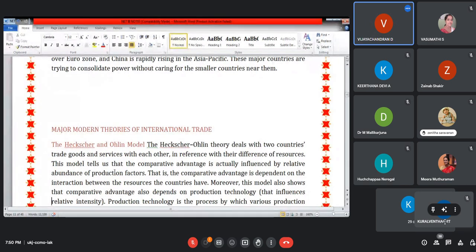The keyword is comparative advantage. See, one country may have an advantage over another country in production. For example, in handloom products our country has the advantage over other countries, while Gulf countries like Iraq and Iran have the advantage in the production of crude oil. So what is comparative advantage? One country depends on another country in production. They depend more on production technology, and that will influence a country in international trade.